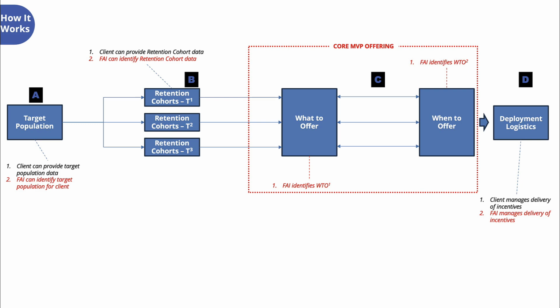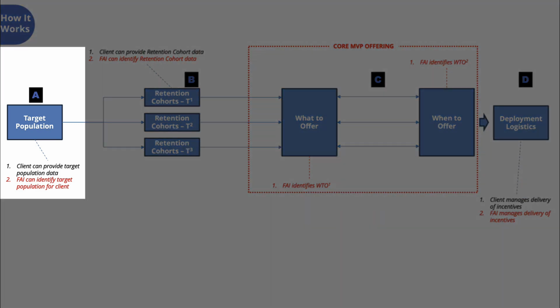There are four service components that comprise the FAI system. Component A is the defining of target populations for retention. While most clients can identify on an individual basis who they need to retain, identifying at a systemic level all retention targets within an organization is a more complex analysis. FAI's system can identify for the client their target retention populations at scale.